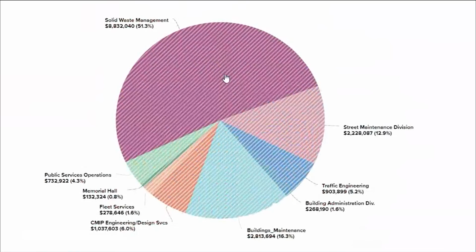we see that a large portion is made up of solid waste management, which handles residential trash pickup, among other things. Public Works also handles street maintenance for the city and buildings and logistics, which maintains city buildings. Let's go back and look at more.